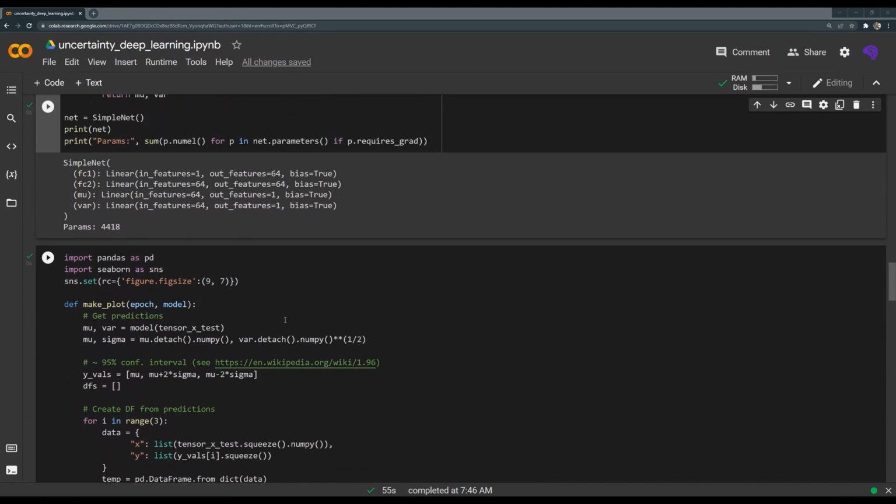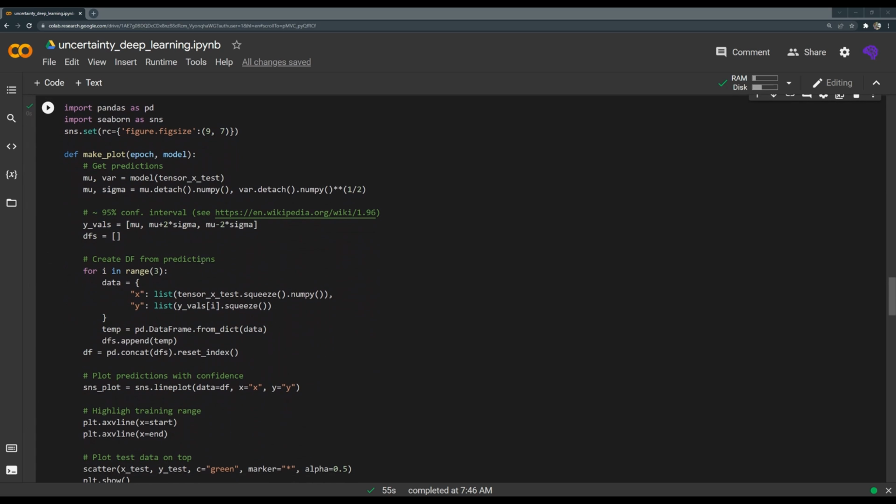Next, I've defined a helper function that should plot the predictions, so both the mean and standard deviation of this model. And for this, I first get the predictions. I use the square root on the variance, which gives the sigma. And with sigma, I can define a confidence interval. So it's the mean and then the mean plus 2 times sigma and mean minus 2 times sigma. And this will give me this upper and lower bound.